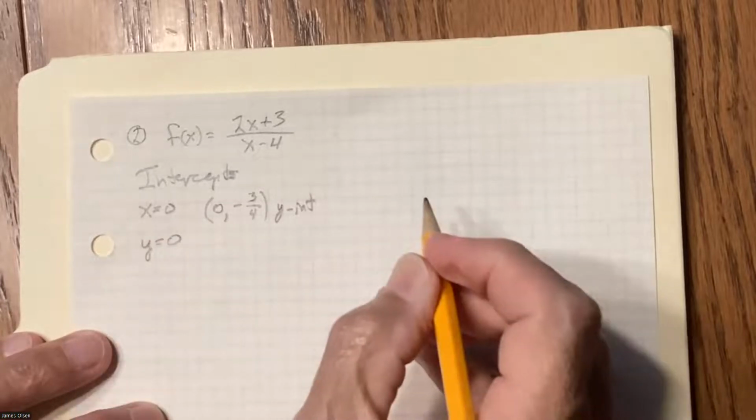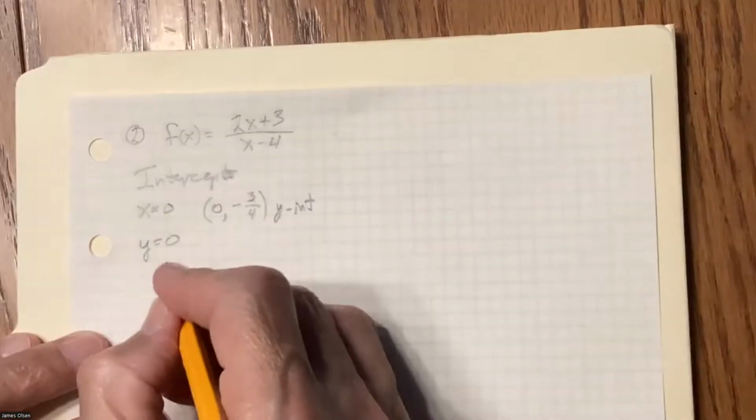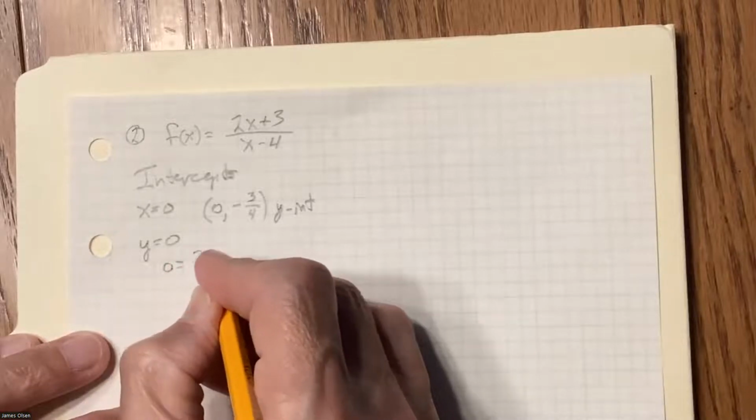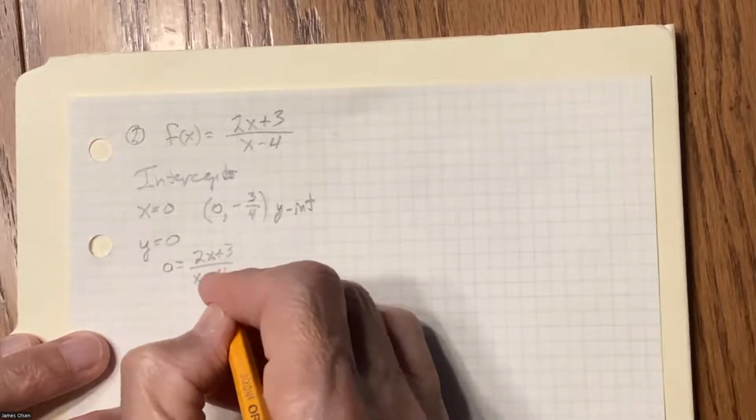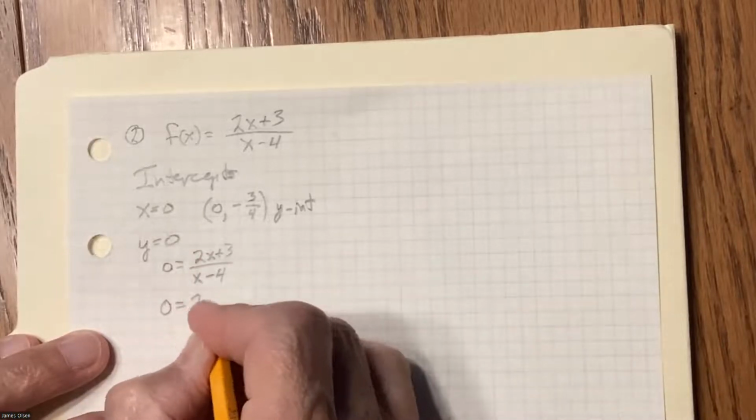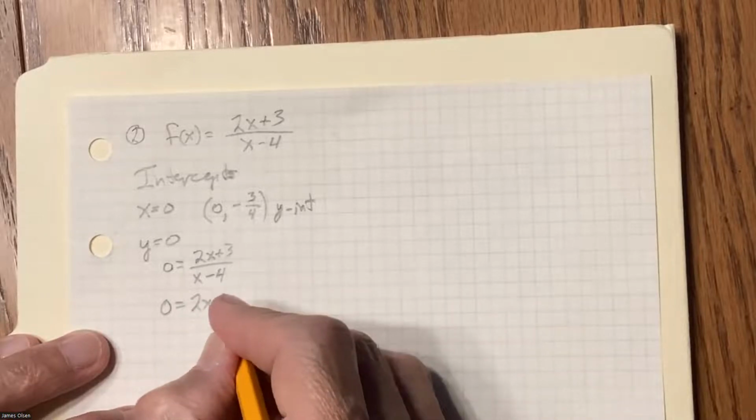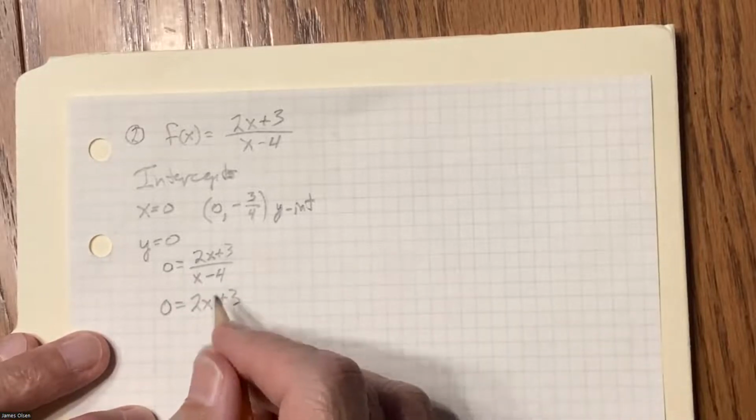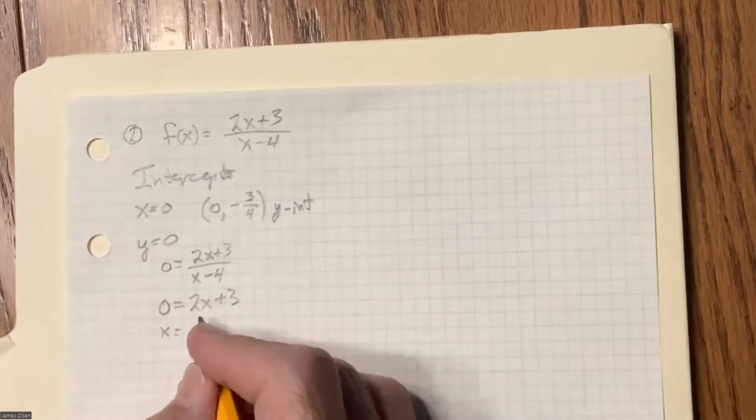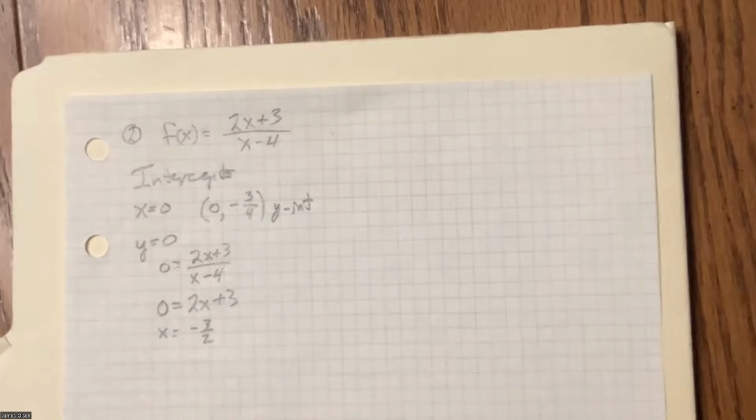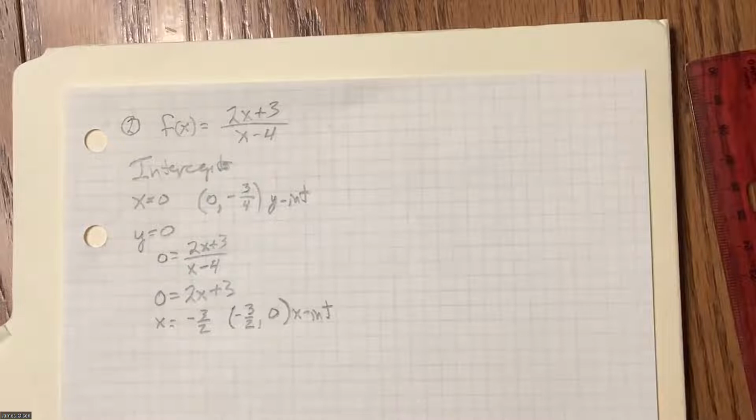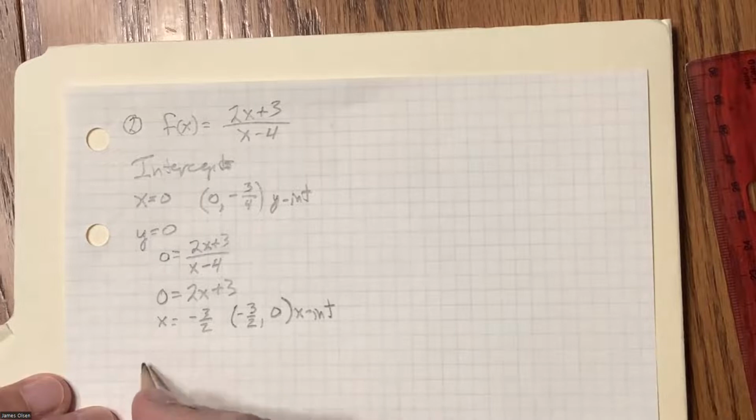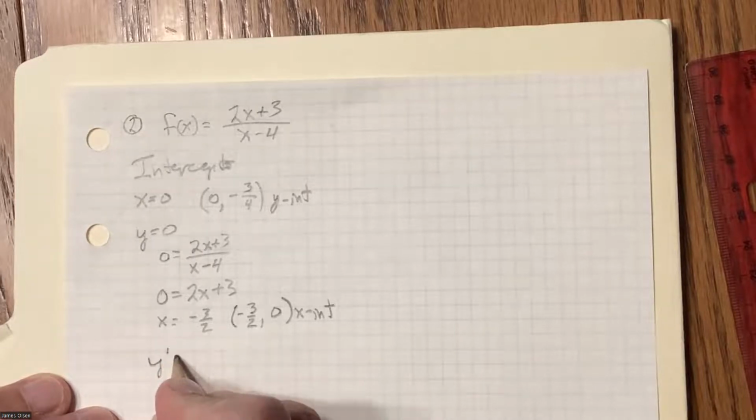If y equals 0, I get 0 equals to the fraction. Now, how do you make a fraction 0? In order to make a fraction 0, the numerator must be 0. So we have 0 equals 2x plus 3, and we solve this, and we get negative 3/2. So let's write the ordered pair for the x-intercept. Now let's calculate the first and second derivative. We're going to need to use the quotient rule.